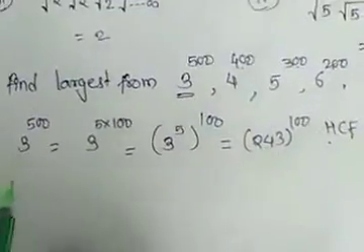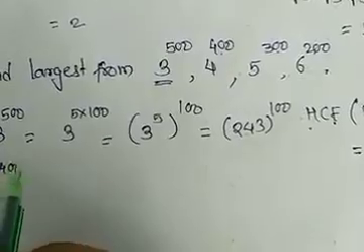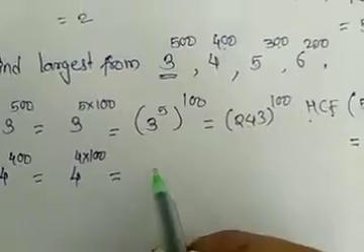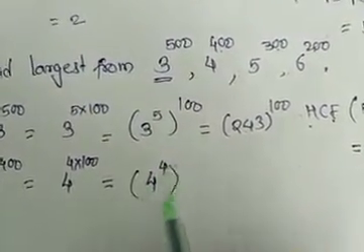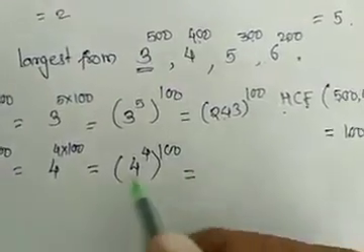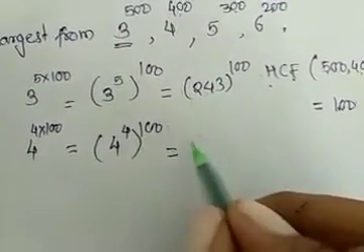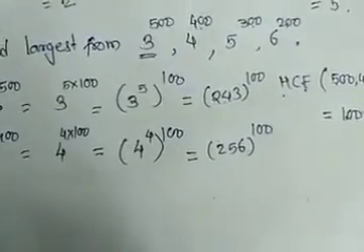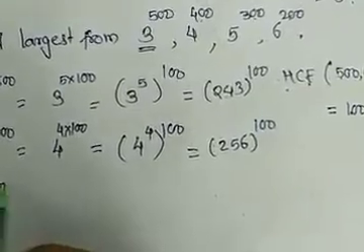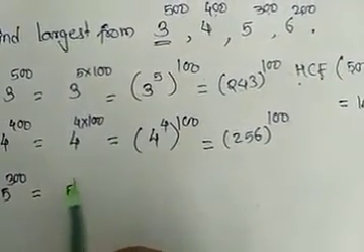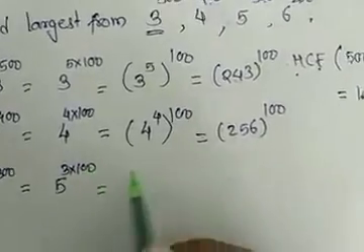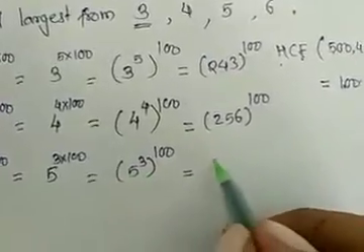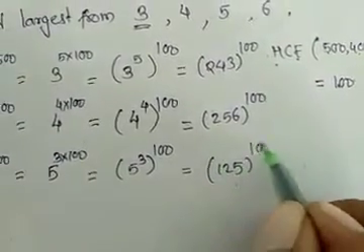Next, 4 raised to 400, which gives 4 raised to 4 into 100. Which is 4 raised to 4 bracket raised to 100, which is equal to 256 bracket raised to 100. Next it is 5 raised to 300, which is equal to 5 raised to 3 into 100, which is equal to 5 raised to 3 bracket raised to 100, which is equal to 5 cube, that is 125 bracket raised to 100.